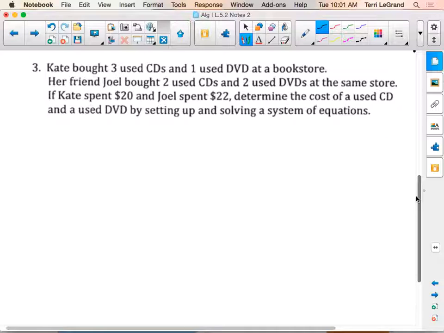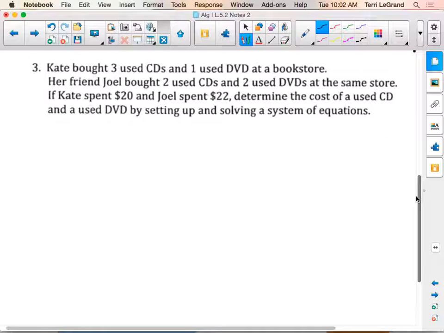Okay. Typically all you have to do is look for what they are asking us to find, and that's what your x and y would represent. So what could x represent? Okay, you don't like x. What could y represent? You like y. Okay, Benton. Y could represent the cost per DVD. Okay. And then what would x represent? Cost of a CD. Yeah, so one of them has to represent the cost of a CD, the other one has to represent the cost of the DVD.